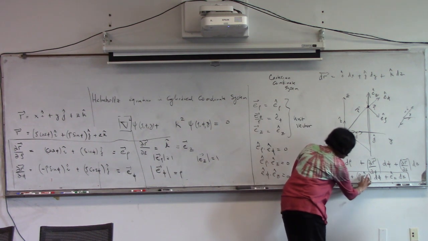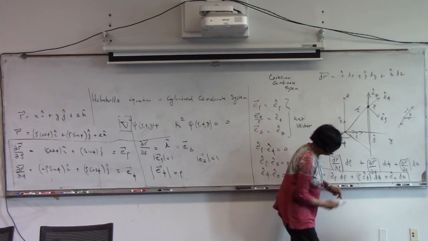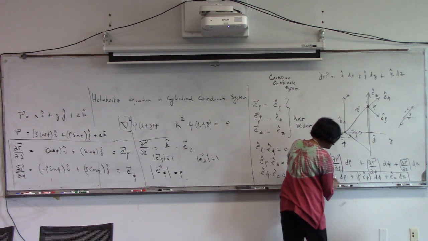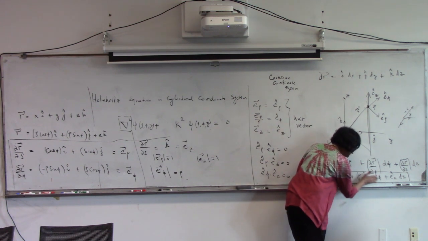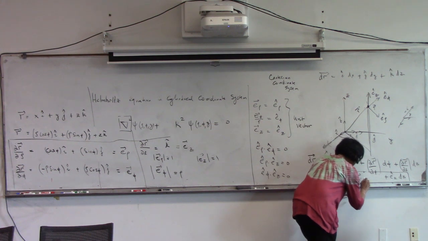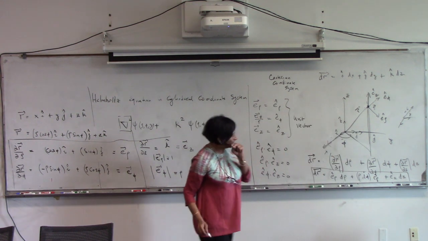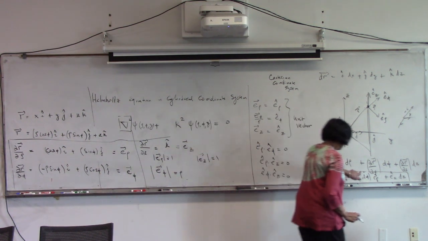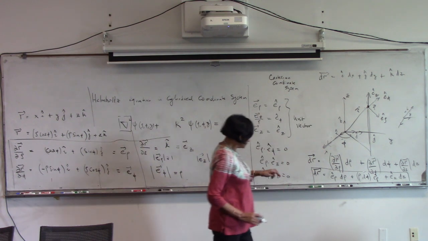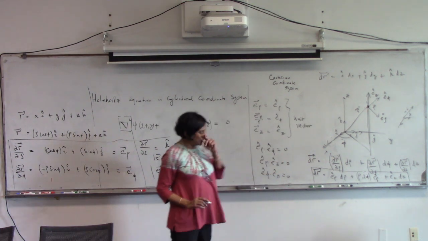So I'm going to put this out so that you understand. These are the unit vectors. So here it has become rho d phi times the unit vector in the phi direction. So that's the important thing to notice.